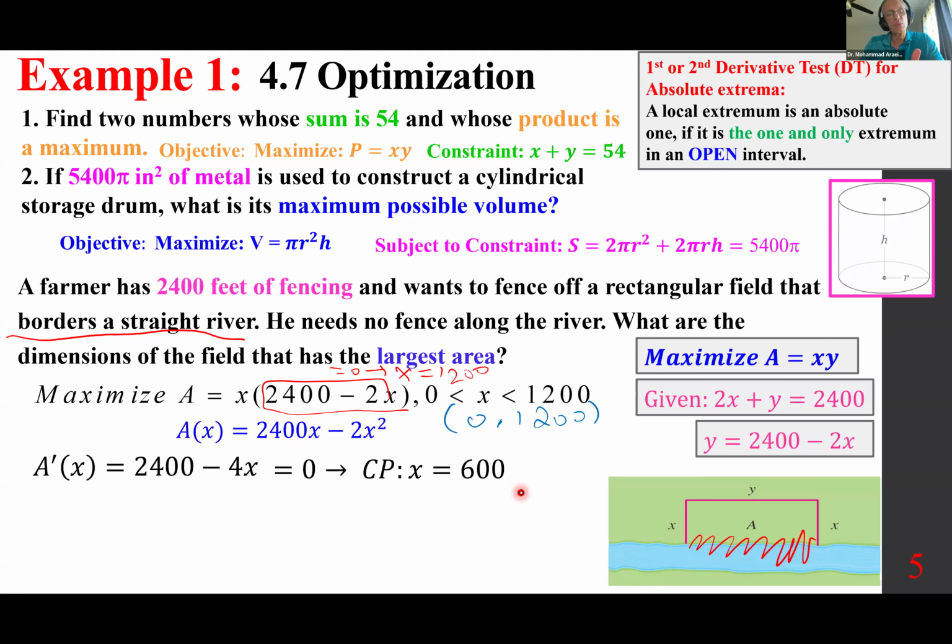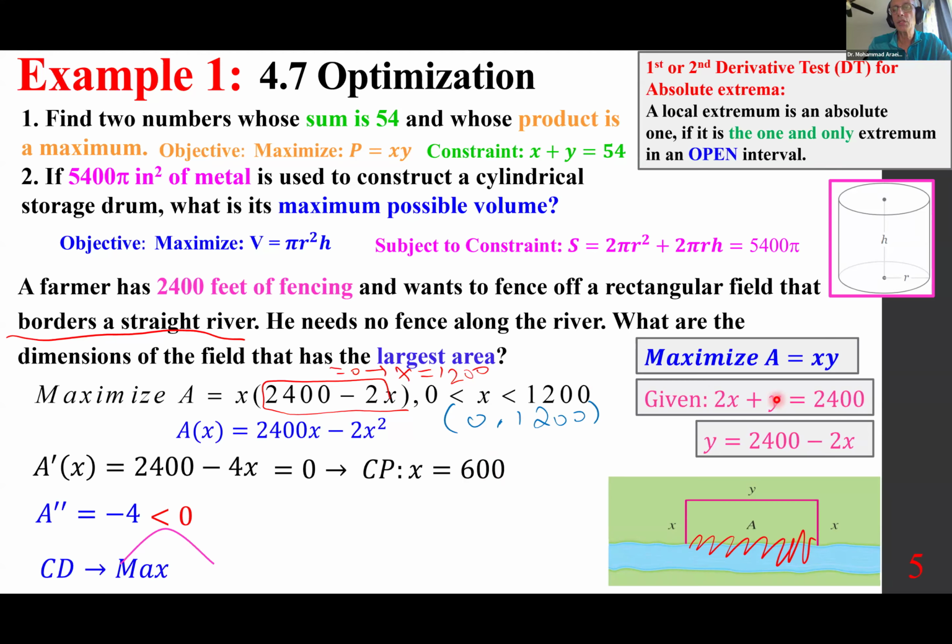You have to figure out whether it's max or min. The easiest way is to go with A double prime, which is -4. Now, the second derivative test says plug in, but this is independent of x, so x being any value makes no difference. A double prime is always negative. Negative means concave down, and concave down means maximum because it looks like that. So the maximum occurs when x equals 600. And again, because there is an open interval and one critical point, this is not only local, it's also an absolute max at x equals 600.